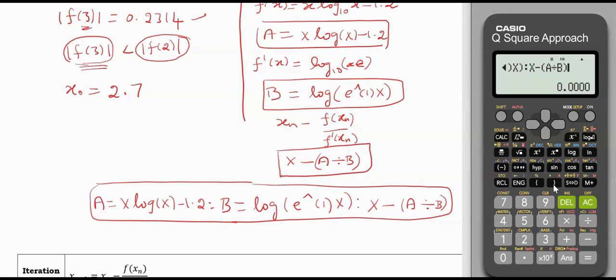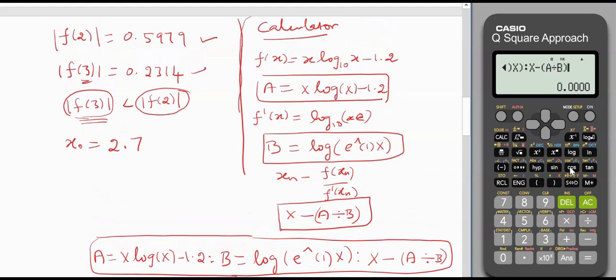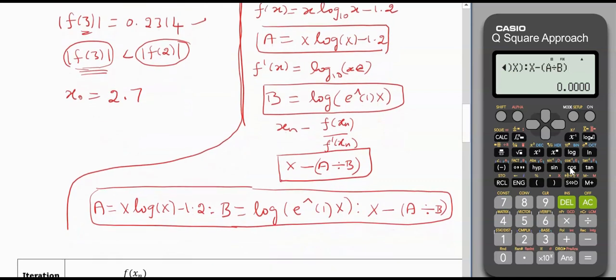We can directly write this x minus A by B without finding the value of f of x and f dash of x, but we are using f of x, f dash of x to find the value of x. Actually, these are all for your understanding only to type in the calculator.